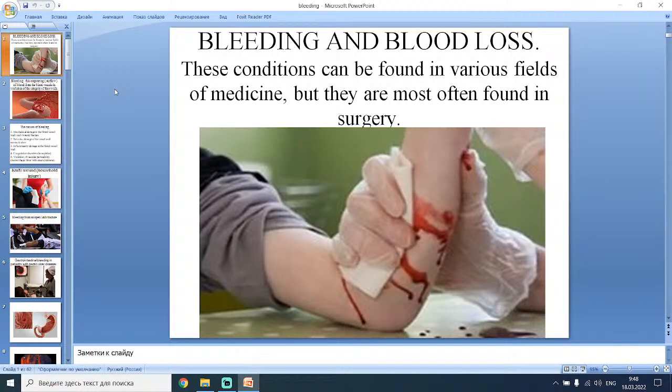Student, bleeding. This condition can be found in various fields of medicine, but it is most often found in surgery. Why? Initially, a lot of surgical diseases are caused by trauma, by destruction of soft tissue, by destruction of internal organs, and in surgery we very often find this condition.